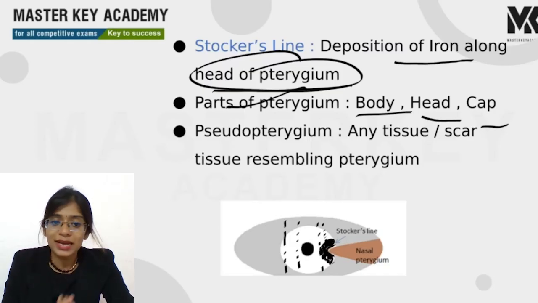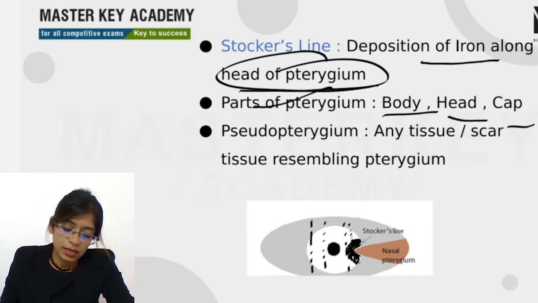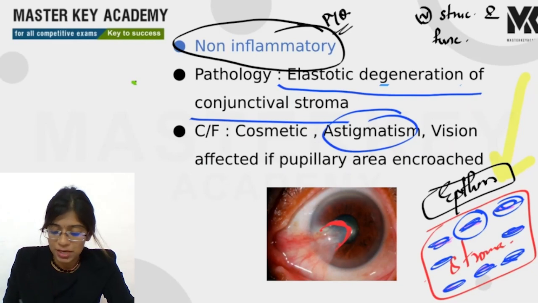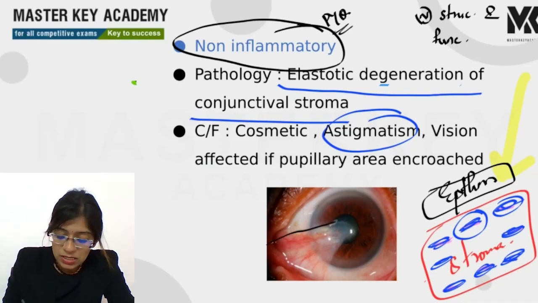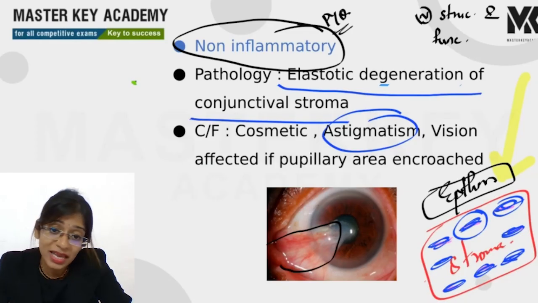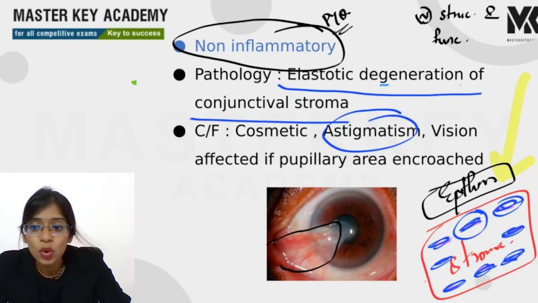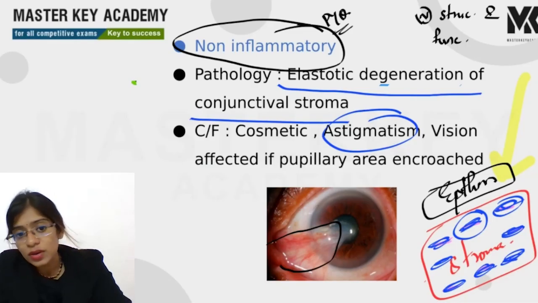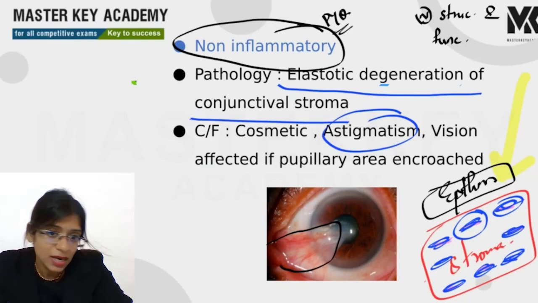What is pseudopterygium? Here, if a patient gets a trauma or chemical burn, sometimes he can have a similar appearance. So that is not pterygium. Due to trauma or chemical burns, the patient can have a similar appearance. That is what we call pseudopterygium. So the next question is how you differentiate pterygium and pseudopterygium.